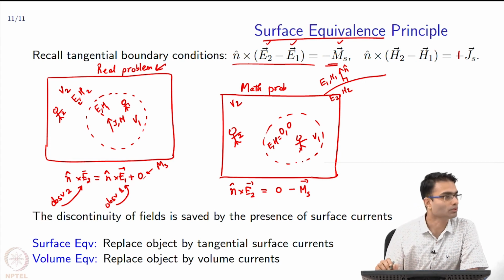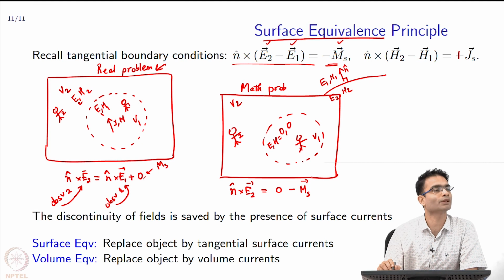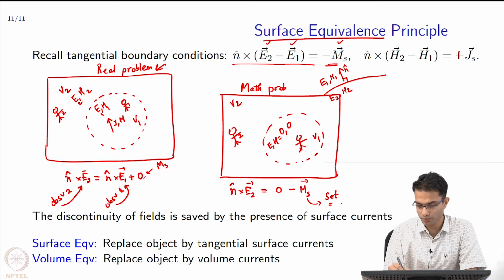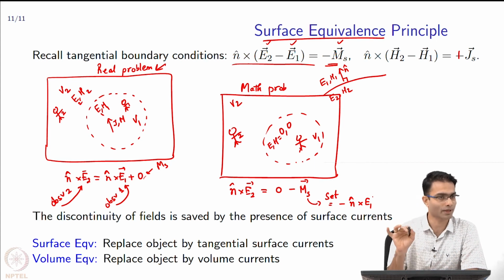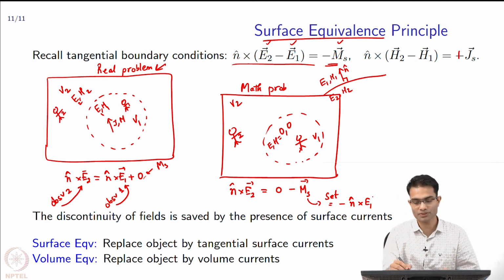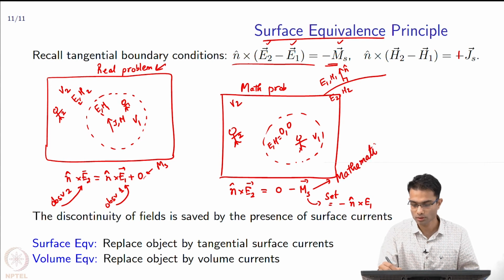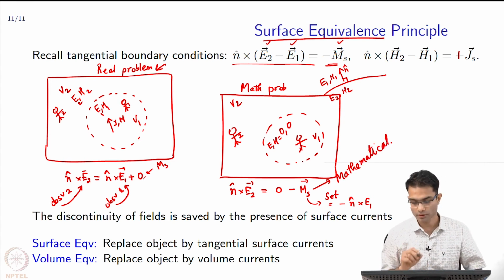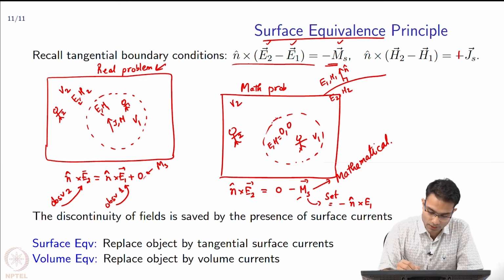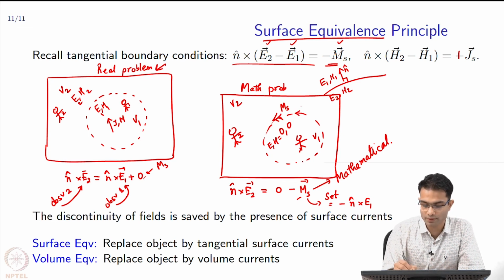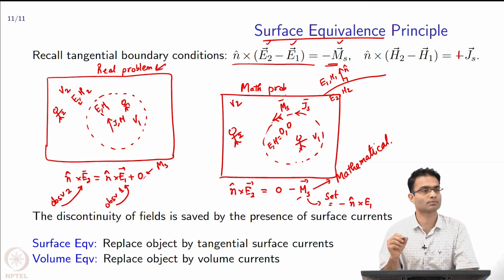I introduce a new Ms, and what should I set as the value of this Ms? Right. So, supposing I set its value equal to minus n cross E1. Okay. So, observer 1 set the fields equal to 0, that is all right. I saved the situation by introducing a mathematical current over here, which is equal to this. So, now this hypothetical surface has a current Ms. Similarly, to save the other boundary condition, I will have to introduce a current Js.